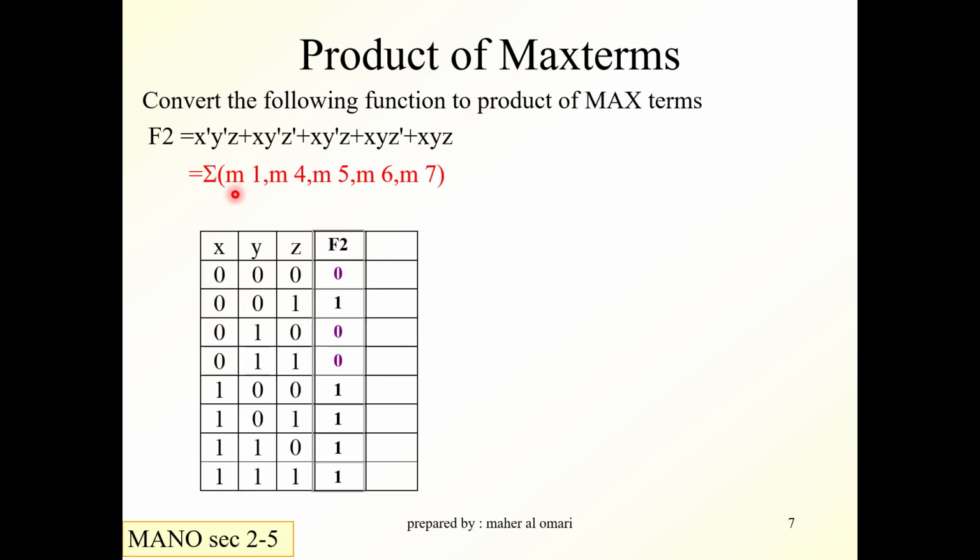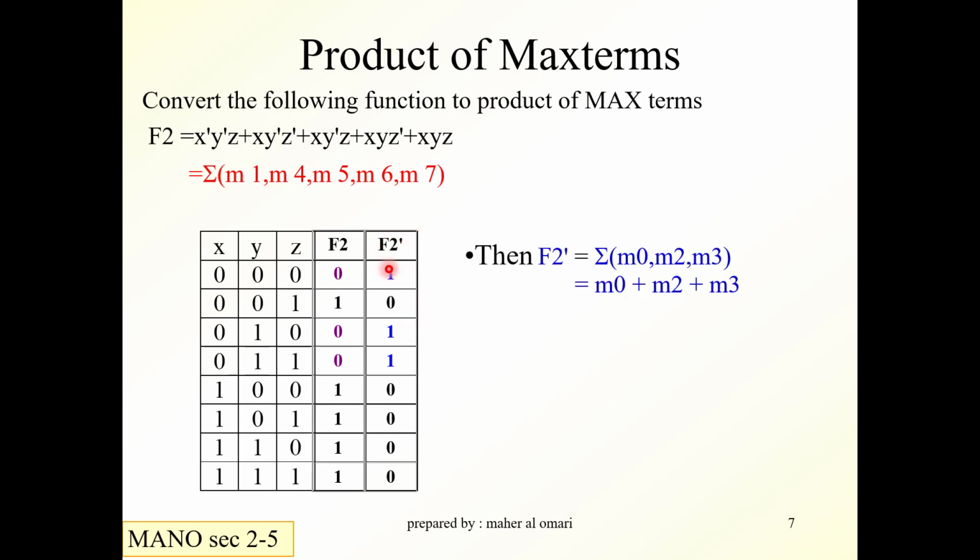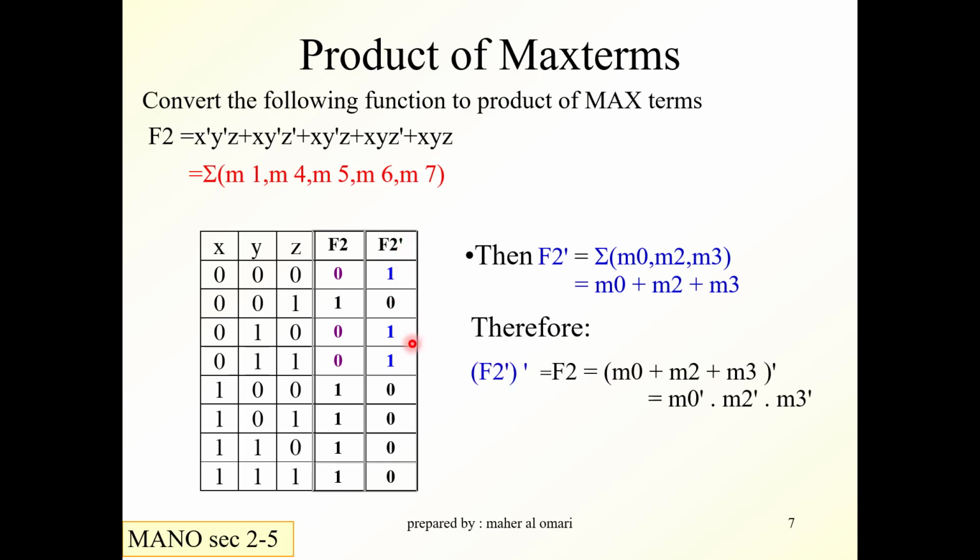Okay, if we put F2 in a truth table, these are the minterms 1, 4, 5, 6, and 7. If we take the complement of this function, we convert the 1s to 0s and the 0s to 1s, and so on. So this is F2 complement. If we put F2 prime as a sum of minterms, it's equal to m0, m2, m3. If we take the complement of the complement, F2 is equal to F2. And this is complemented.